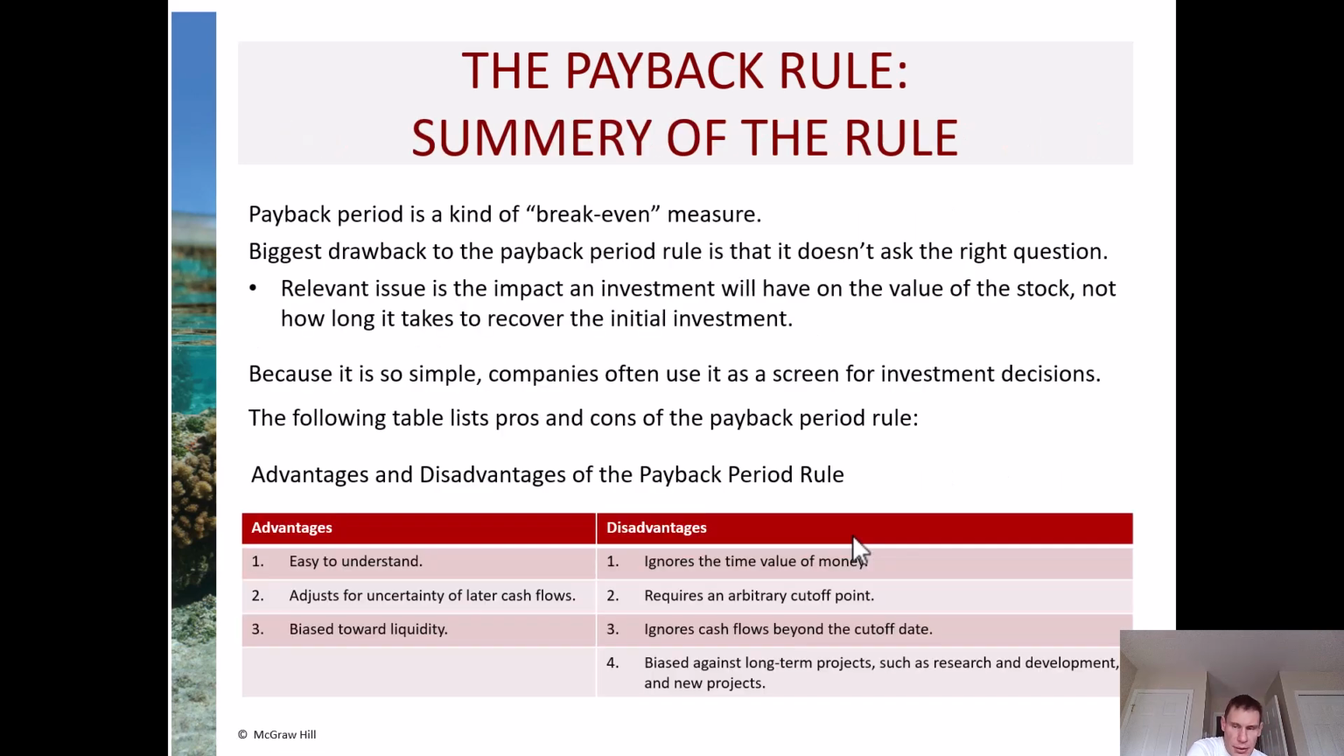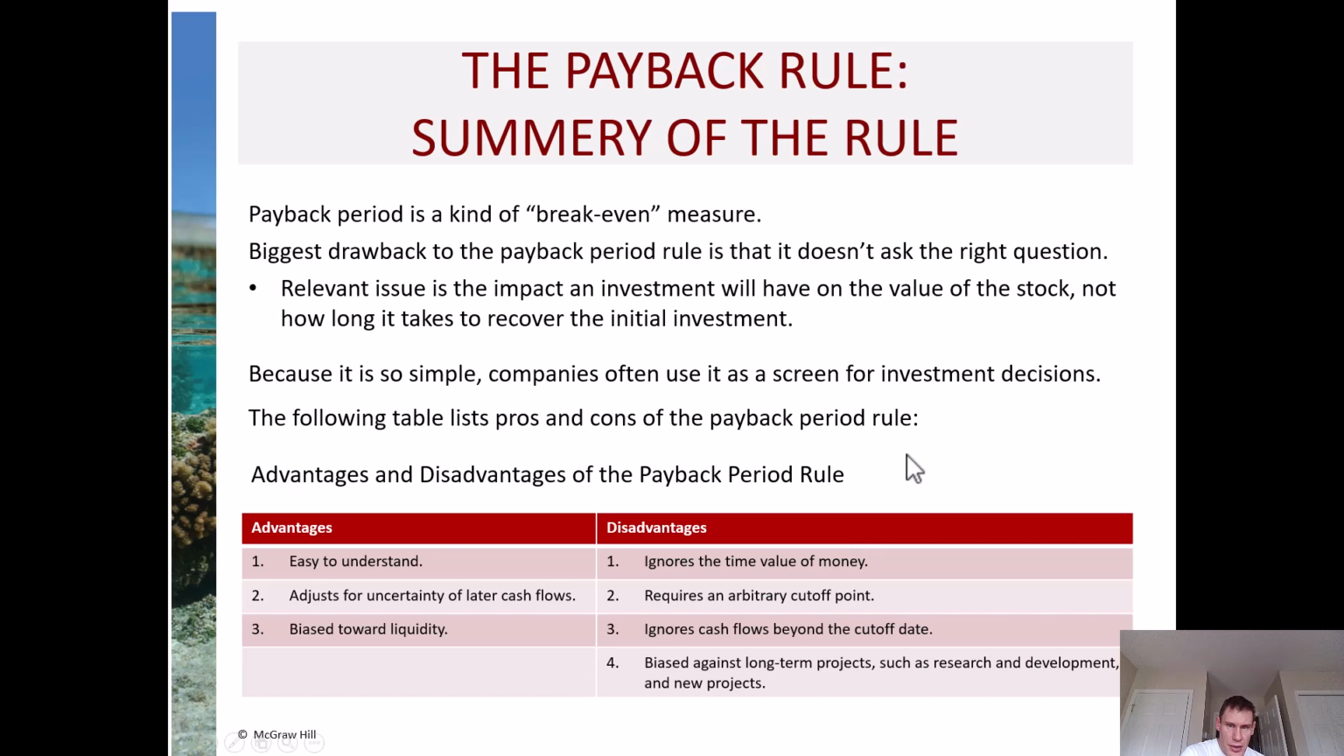So, summary of the payback rule. The payback period is a kind of break-even measure in a sense. The biggest drawback to the payback period rule is that it doesn't ask the right question. The relevant issue, as we talked about, is the impact the investment will have on the value of the stock, not how long it takes to recover the initial investment. So it's like they're asking the wrong question in that context. Because it's so simple, companies often use it as a screen for investment decisions.